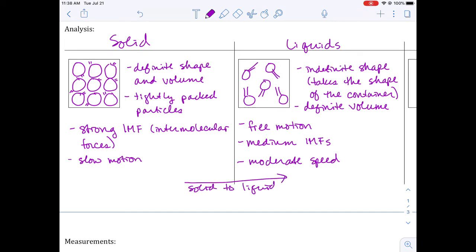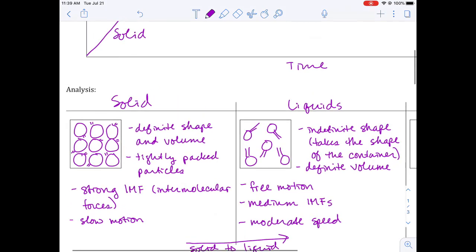So as we go from a solid to a liquid, you're doing two things. You're increasing the motion and you're breaking the attractions. And as we go the other direction from a liquid back to a solid, you have to slow the particles down and you have to form those attractions or those intermolecular forces between the particles.